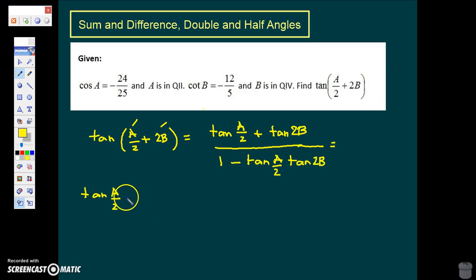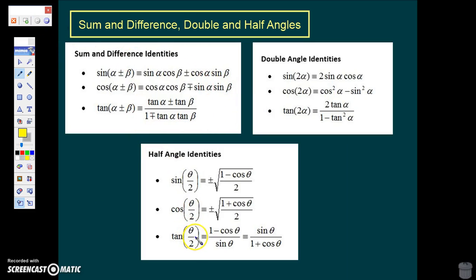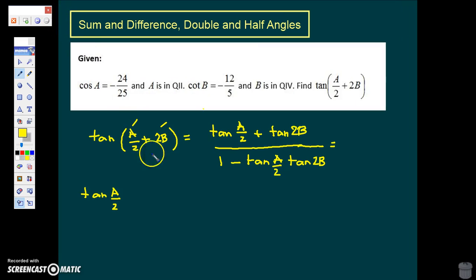Okay, now let's focus first on getting tangent A over 2. You notice that tangent A over 2 is a half angle, whose double gives you the angle A, which is what's given to us, because cosine A is negative 24 over 25. Now looking at the half angle formula for tangent, it's here. So tan theta over 2 is this. Either we can use this one or this one, no problem, we get the same. As you can see, this is an identity. So I'll use this one. Tangent of the half angle of theta is equal to 1 minus cosine theta over sine theta. So this is actually equal to 1 minus cosine A all over sine A.